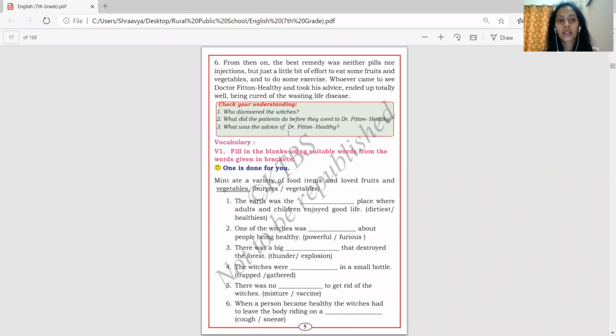Okay, now paragraph 6. From then on, the best remedy was neither pills nor injections, but just a little bit of effort to eat some fruits and vegetables and to do some exercise. A little bit of effort means you should try. Effort means to try something. So then people realized that this didn't need any medicine or injection or pills like tablets. It only required us to eat fruits, vegetables, and do exercise on a daily basis.